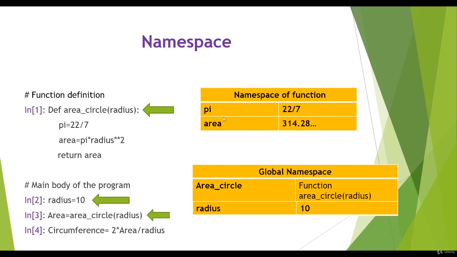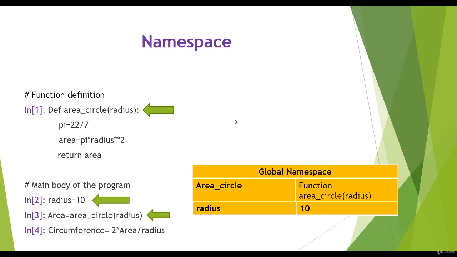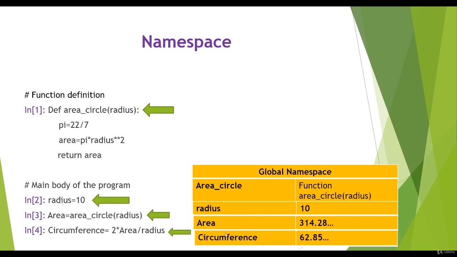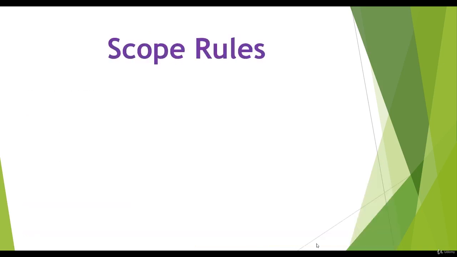And when the function ends the execution, this namespace is deleted and a global namespace of area along with the value is created. Next, when it reaches this line, a global namespace of circumference with these values is created.